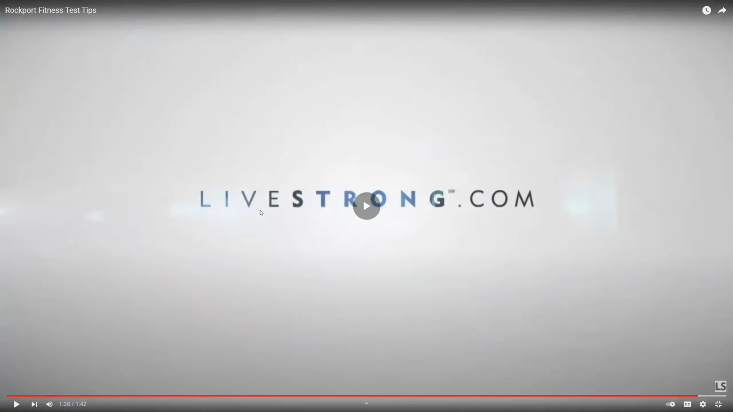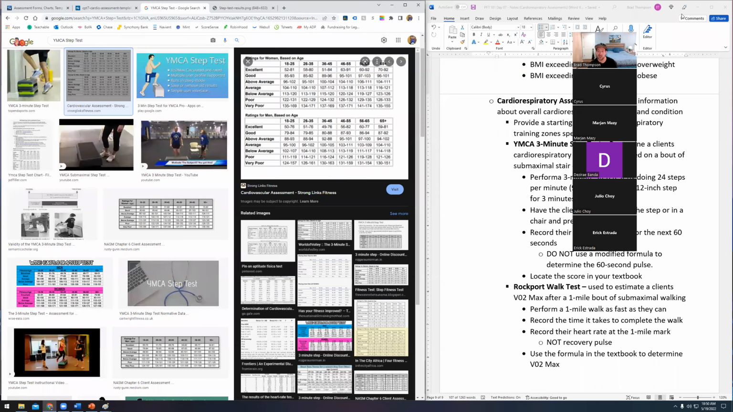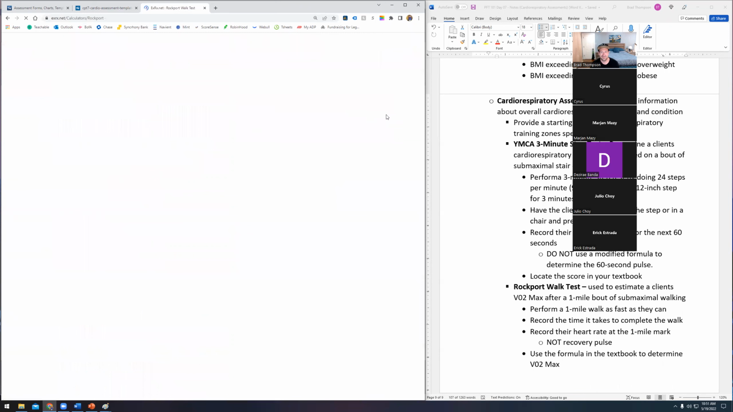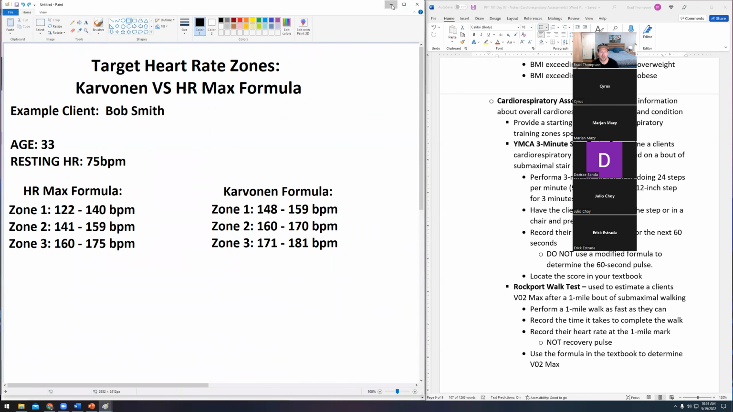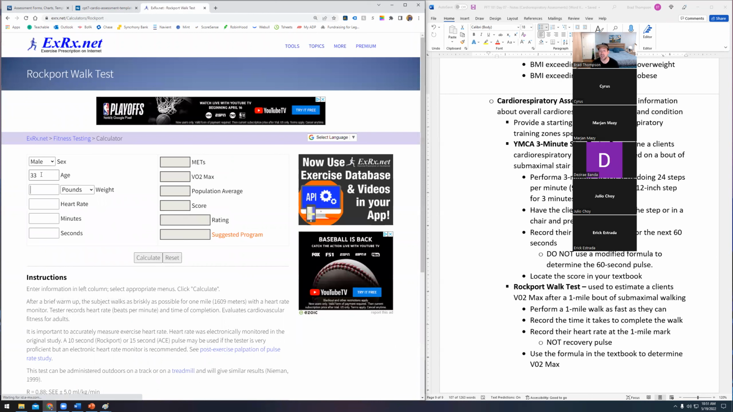Let me show you what this formula looks like. Let me show you what this calculator looks like. So if we go to the Rockport walk test calculator, and you put your client's information in. We'll go with Bob again. Bob is 33 years old, so we put 33. Now I need to know his body weight as well. That's actually going to be important for the formula because they just got done walking a mile, so the formula needs to know how much body weight was carried over the course of that mile.